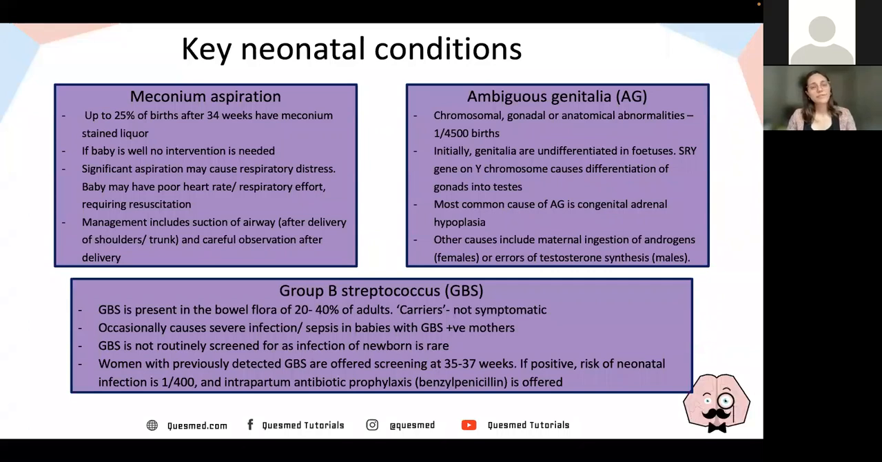Last is group B streptococcus infection, which is the top cause of sepsis in the neonatal period. It is a bacteria that's normally present in bowel flora, and may well be present in the mother's vaginal tract. If there's any suspicion of maternal sepsis, antenatal sepsis, mums would have a swab and then be given antibiotics during delivery to prevent sepsis.